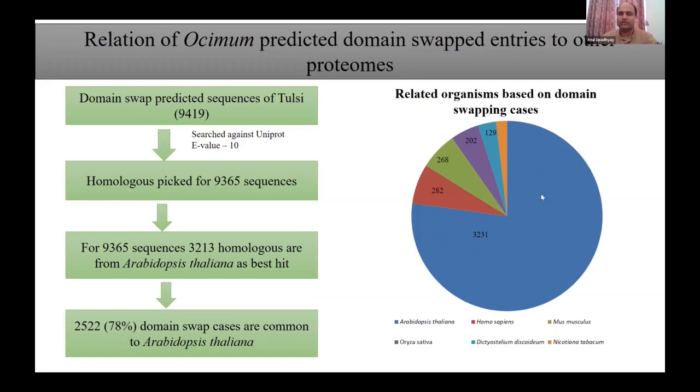So these are the results which are obtained when we try to find out the relationship among the orthologs, which are also domain swap cases.